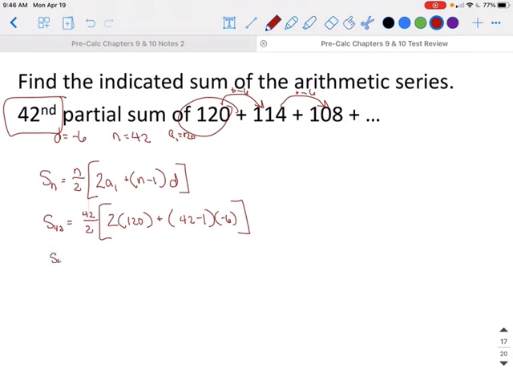And if you put that all into your calculator, you will see that the sum of the first 42 terms should be 126.